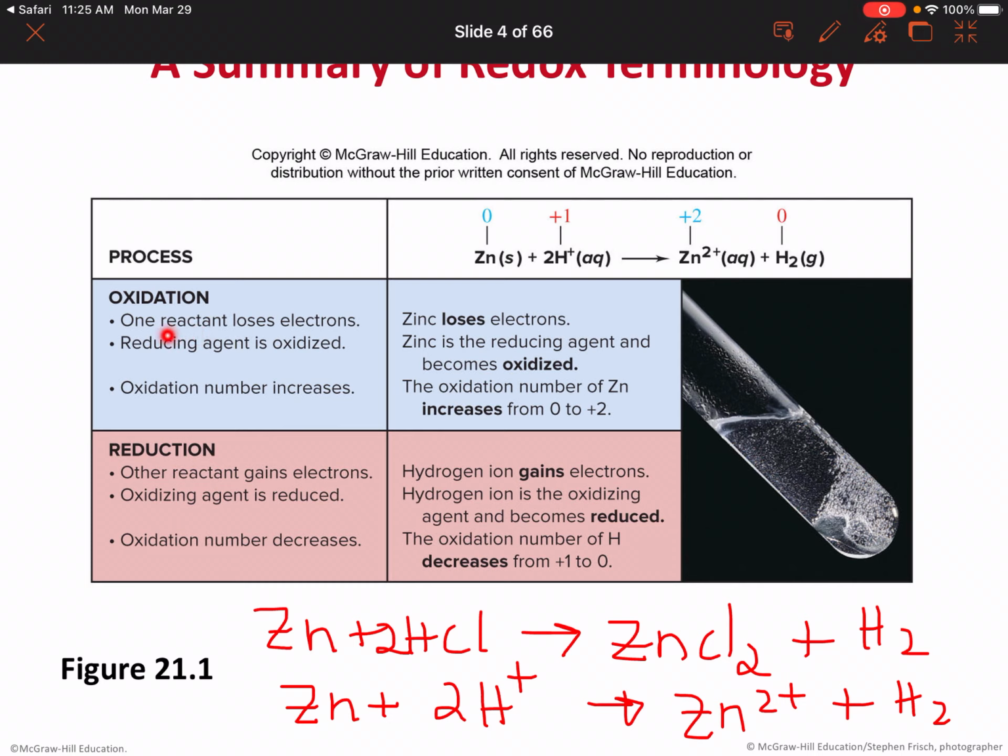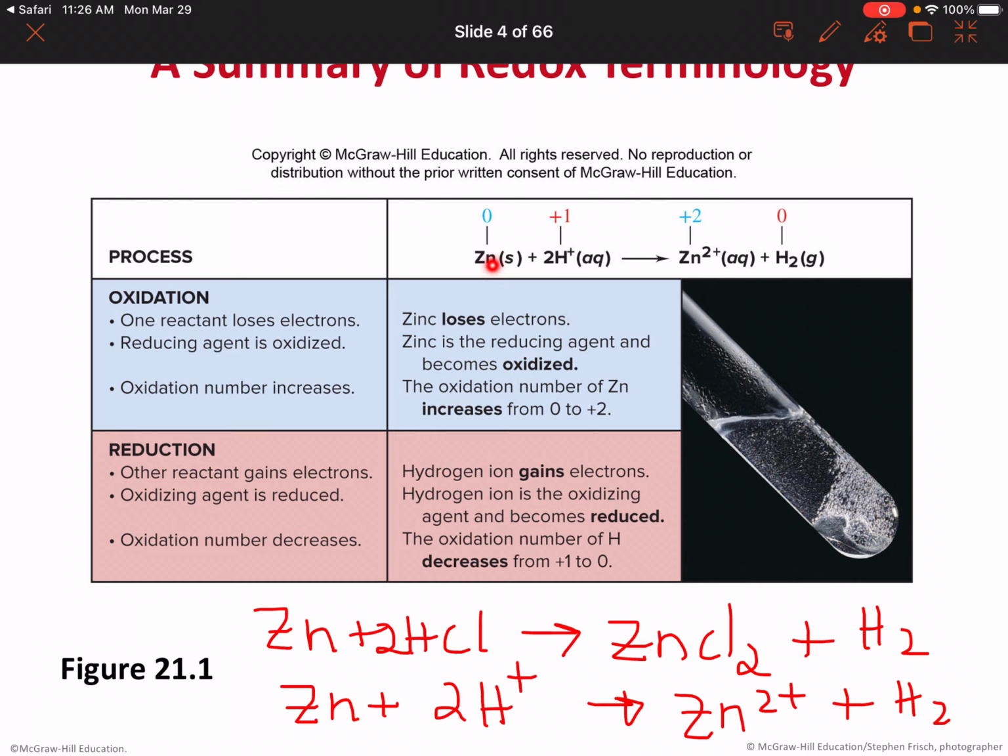Process: oxidation, one reactant loses electrons. Now who is losing electrons? Zinc going from 0 to plus 2. Hydrogen goes from plus 1 to 0. So 0 to plus 2, has the oxidation number increased or decreased? Increased, right? If the oxidation number increases, that is oxidation, and that loses electrons. OIL RIG: oxidation is loss. So zinc, since its oxidation number increases, loses electrons. Okay, oxidation: the blue one, zinc loses electrons.